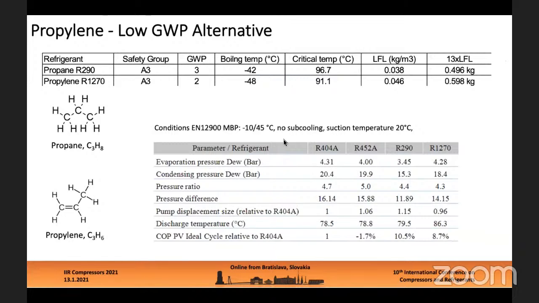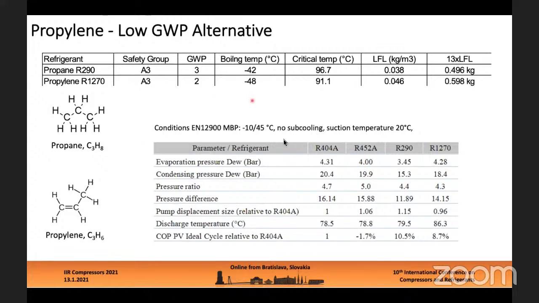Let's talk now about another natural gas, propylene, which can also be a low GWP alternative to HFCs, like propane. Propylene belongs to hydrocarbons. It's also a highly flammable gas belonging to the A3 classification. It's not toxic. It has one double bond, and unlike propane, it has a natural pungent smell, so a potential leakage can be more easily detected.